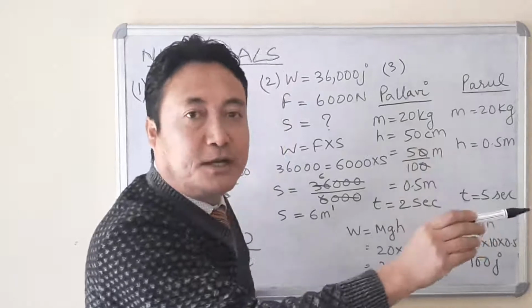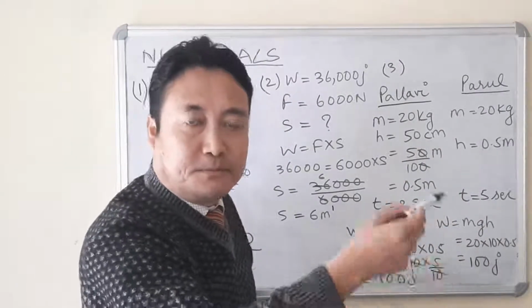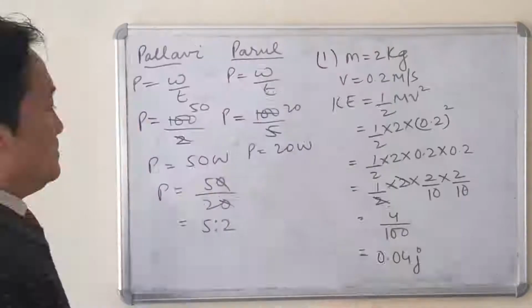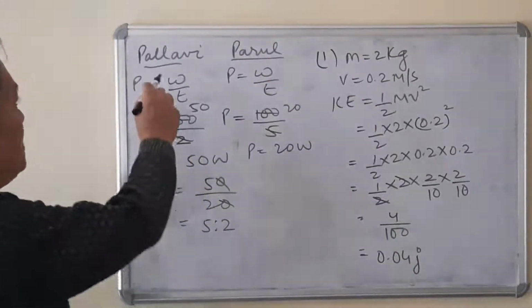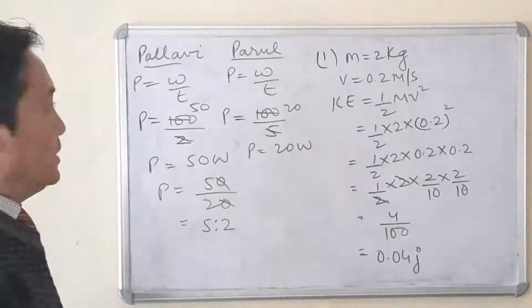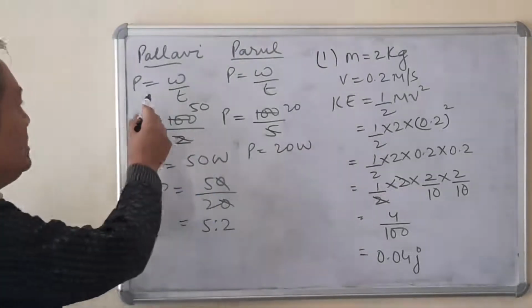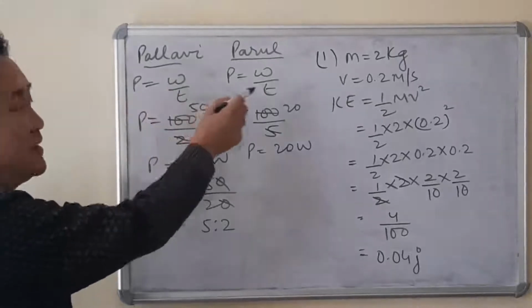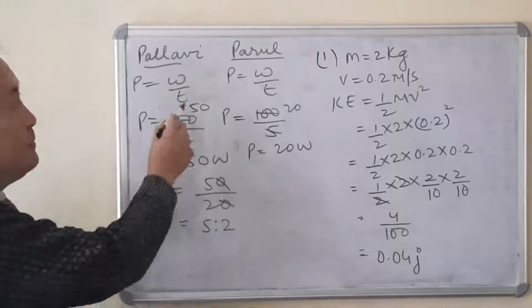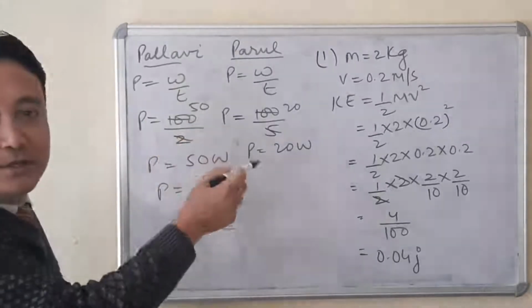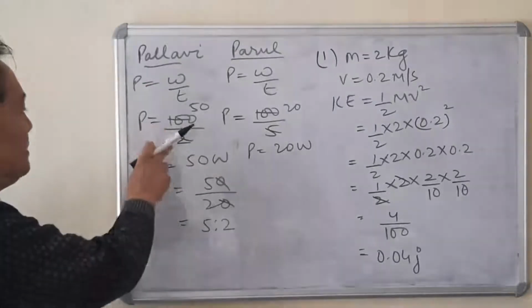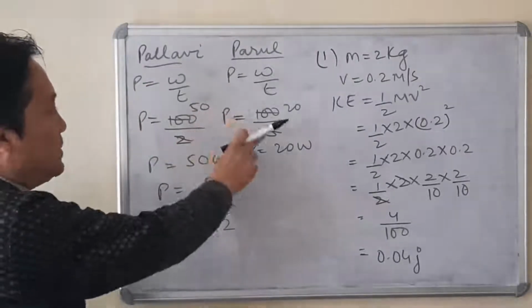Now you will calculate the ratio of the power. Okay, now we will calculate the power. Now the next one, you have to calculate the power of Pallavi and Paru. To calculate power, you will use the formula P equals W divided by T in both the cases here. So work done we have calculated for Paru and Pallavi, 100 joule, that is same. But the time taken are different. Time taken for Pallavi is 2 seconds, time taken for Paru is 5 seconds.